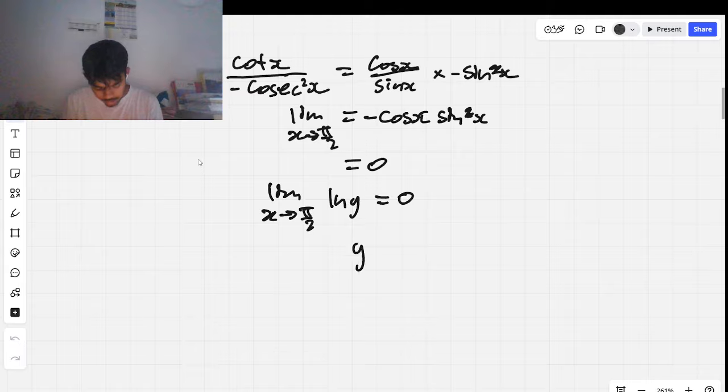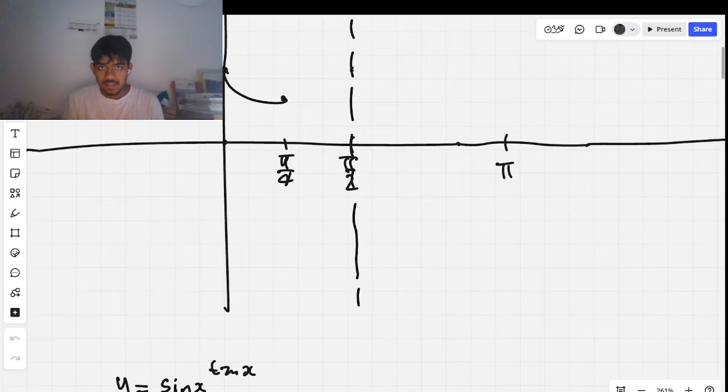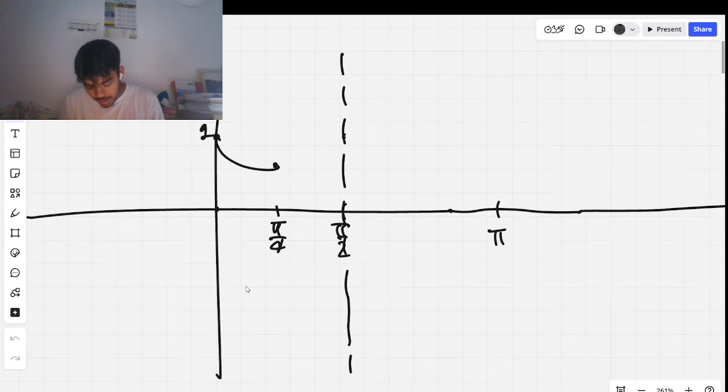That means y is equal to e to the 0, which is 1, which is a very interesting result, because now we can say that at pi by 2, there isn't an asymptote. I lied, but it goes back to 1. So this is kind of the behavior of the graph.